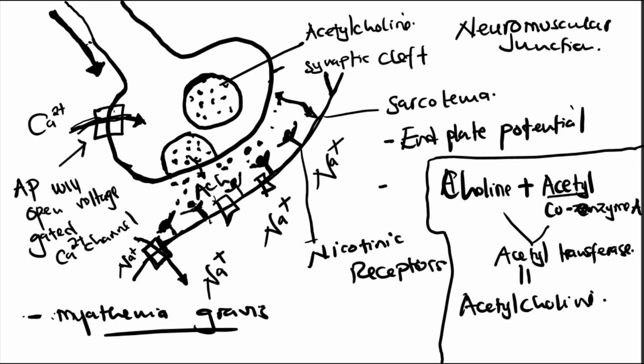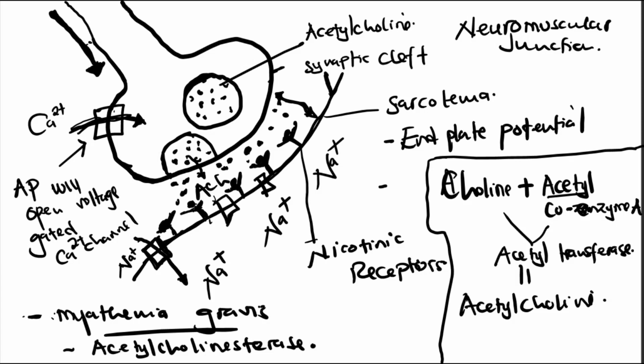Another point that you should know is that when acetylcholine is released into the synaptic cleft, after it binds to the nicotinic receptors, there's an enzyme that will come and break down acetylcholine to acetate and choline. That is called acetylcholinesterase. So acetylcholinesterase is simply an enzyme that will break down acetylcholine to choline and acetate after it has achieved its function at the neuromuscular junction.